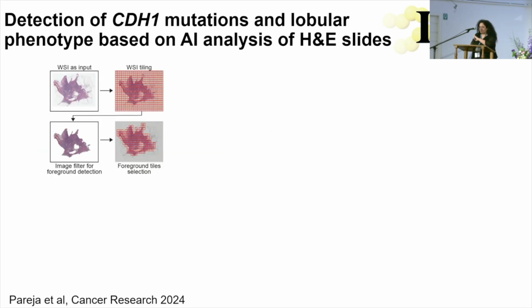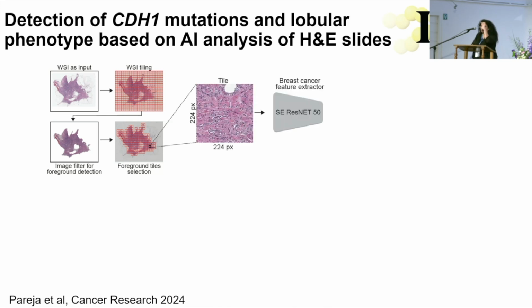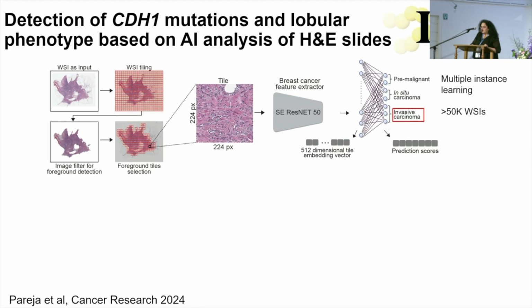Very briefly, what was the workflow? Whole slide images were used as input, which were partitioned into very small tiles, which were fed into this breast cancer feature extractor that had been previously trained using over 50,000 whole slide images, and that could help discriminate invasive carcinoma from in situ carcinoma and premalignant lesions. It had as output prediction scores and embedding vectors.